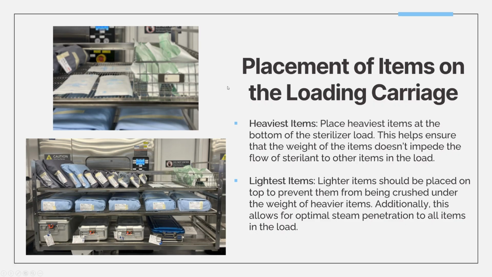All right, and then this is probably the most important part of the lecture, and that is the placement of items on the loading carriage, or also called a manifold. Proper placement of items on the loading carriage is crucial for effective sterilization. You have to start by placing the heaviest items at the bottom. That would be rigid containers. This positioning prevents them from crushing lighter, more delicate items. It ensures they don't block the flow of steam or sterilants to other parts of the load.